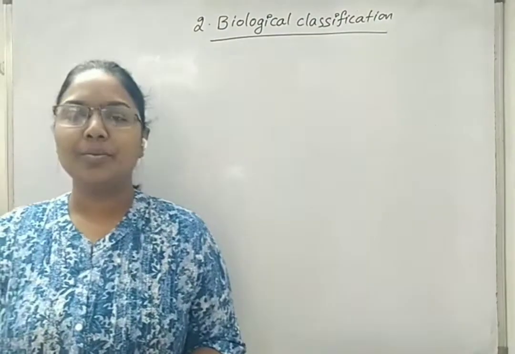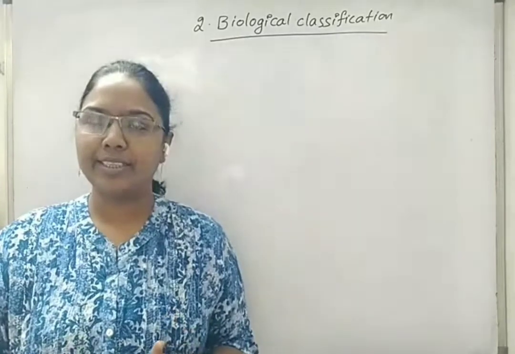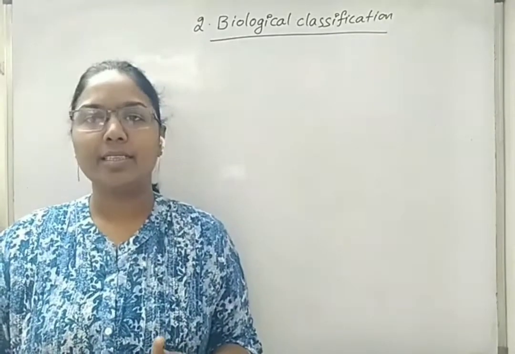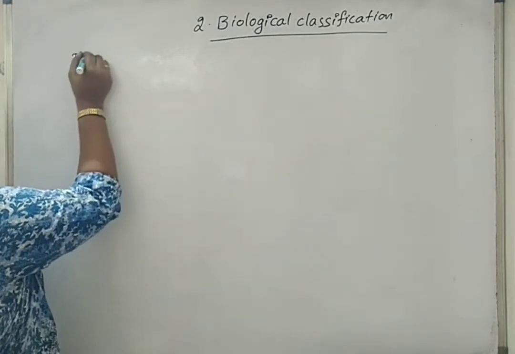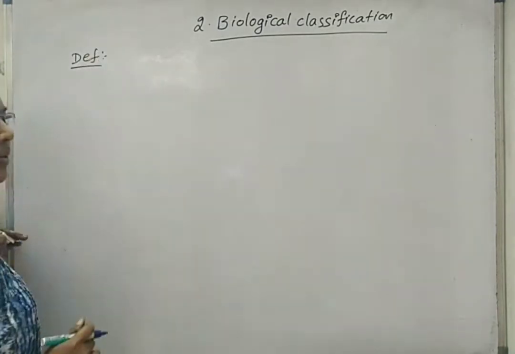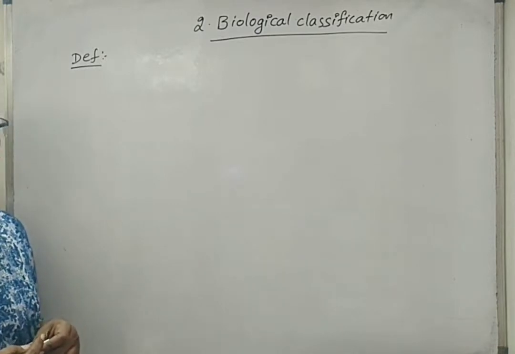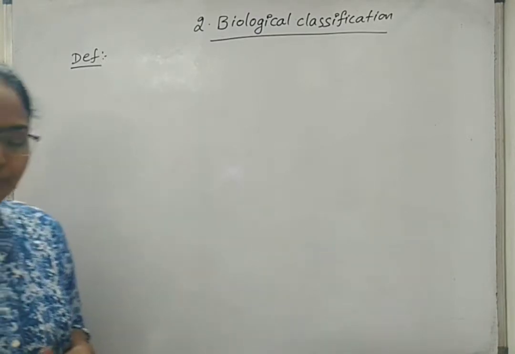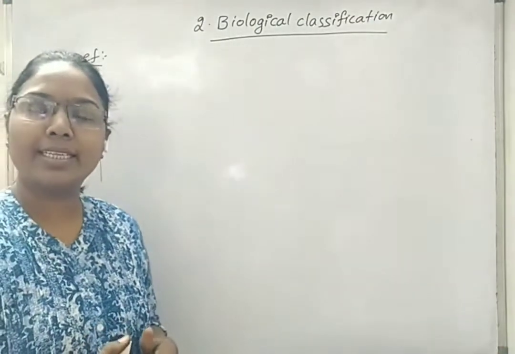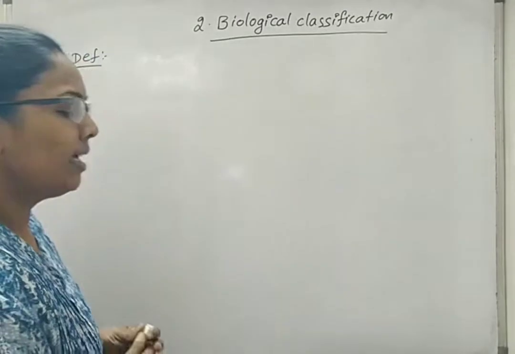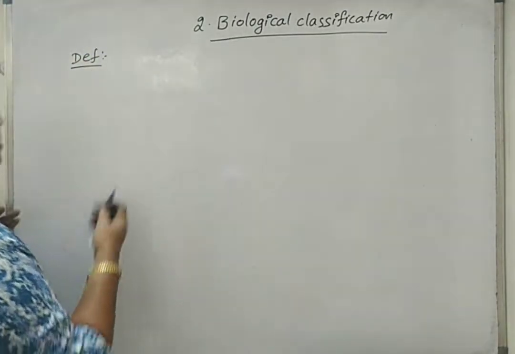Hello students, now we'll start with a new topic, that is the second chapter of 11th class NCERT, biological classification. So if you see the definition of biological classification, we can say that biological classification is a scientific process of arranging living organisms into groups and subgroups on the basis of similarities and dissimilarities, and by placing these groups in a hierarchy category.